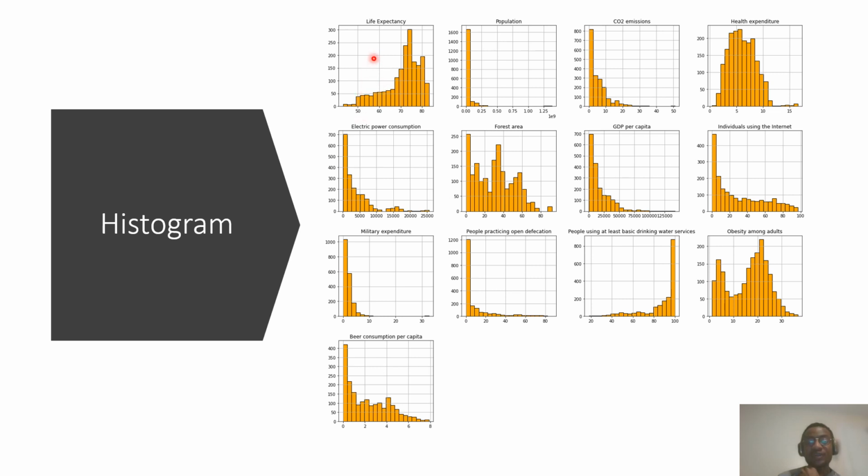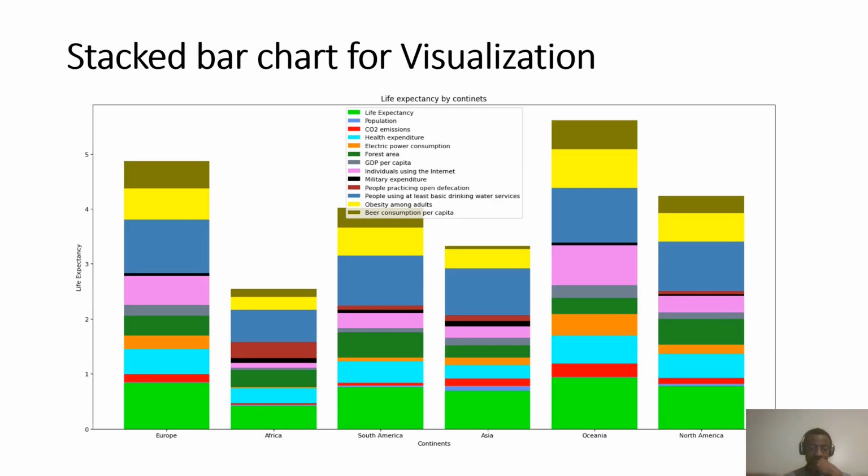The histogram visualizes the skewness of the data for the dependent and independent variables. We can see life expectancy and people using basic drinking water services skewed to the left, and then population, carbon monoxide emission, electric power consumption, military expenditure, people practicing open defecation, and beer consumption all skewed to the right. Forest area and obesity among adults are bimodal, and health expenditure is normally distributed.